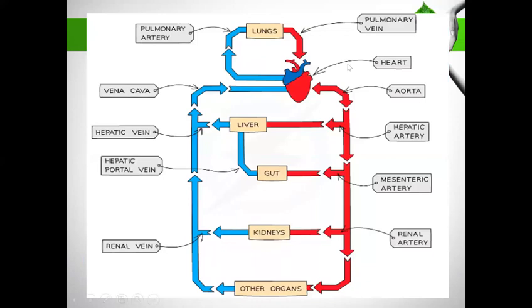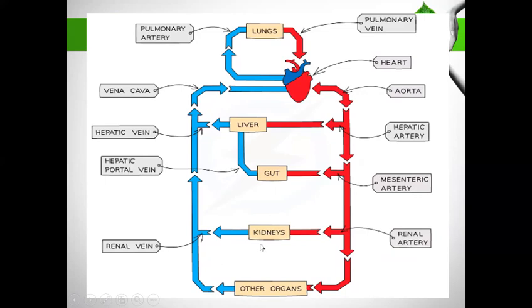As you can see here, the different arteries and veins, the aorta splits into different arteries. For example, the hepatic artery transports oxygenated blood to the liver, the mesenteric artery transports oxygenated blood to the gut, and the renal artery transports oxygenated blood to the kidney. And there is also the iliac artery that transports oxygenated blood to the legs. The renal artery transports oxygenated blood.